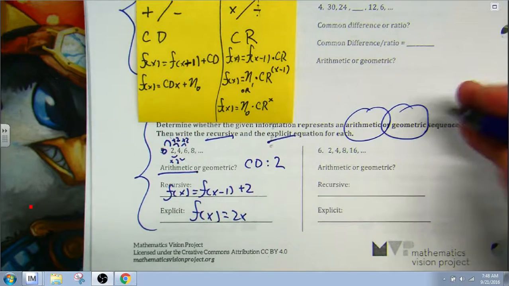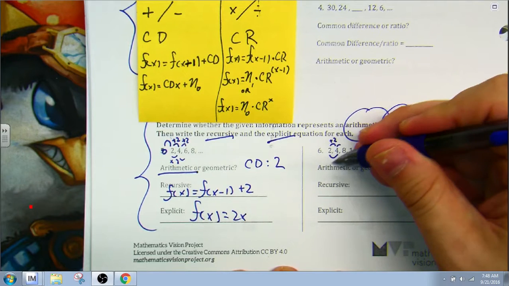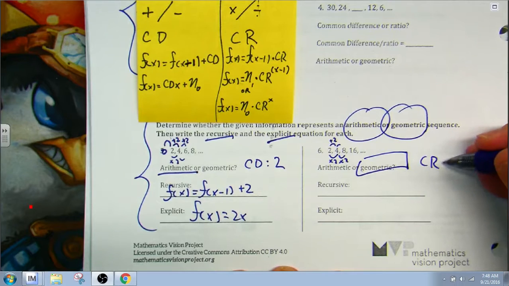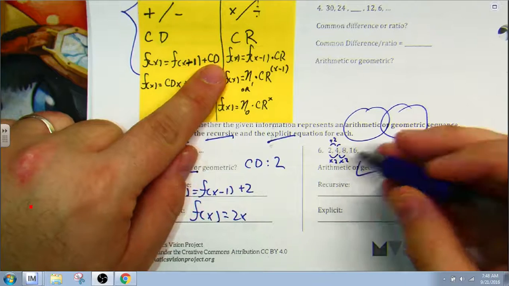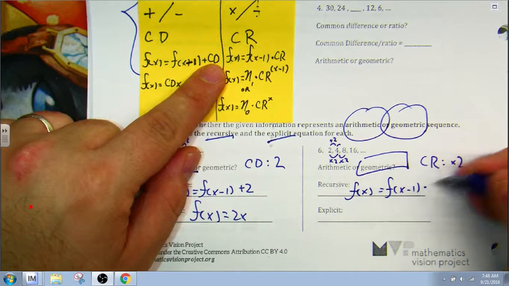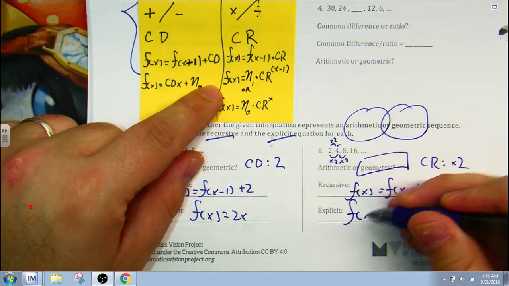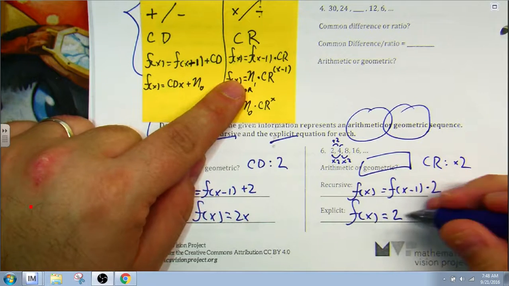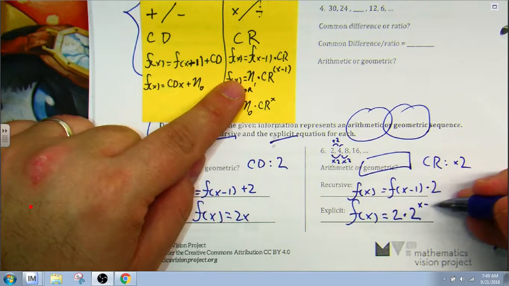And then likewise for this one, this is either plus 2, but is that plus 2? No, that's plus 4. But this is times 2, times 2. I can see that it's geometric with a common ratio of times 2. So I know that my recursive equation is f of x equals f of x minus 1 times 2, because that's my common ratio. And I know that my explicit form is going to be f of x equals my first term, which is 2, times my common ratio, which is 2, to the x minus 1 power.